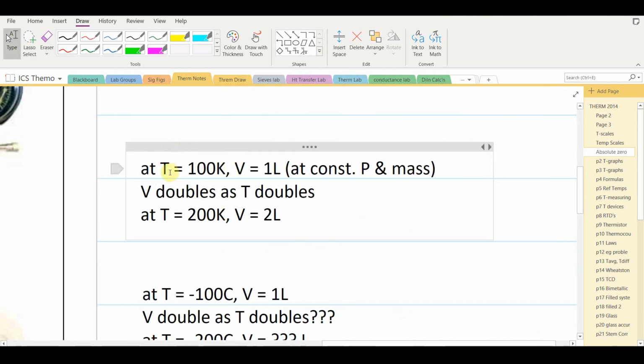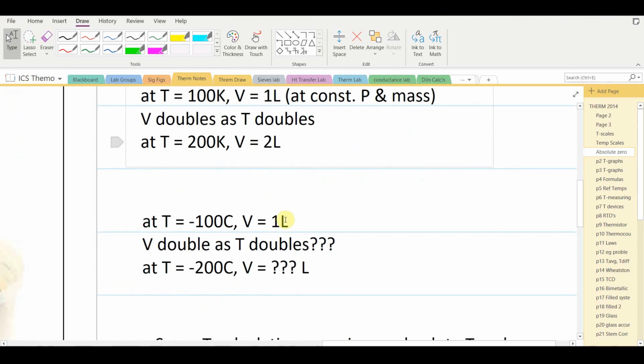Here's a gas with a temperature of 100 Kelvin. Its volume is 1 liter and we'll hold pressure and mass constant. As you likely know, if we double the Kelvin temperature, we'll double the volume. If we increase the Kelvin temperature by a factor of 2, we increase the volume by a factor of 2. So at 200 Kelvin, that same gas is now expanded to 2 liters. And this works on the Kelvin scale.